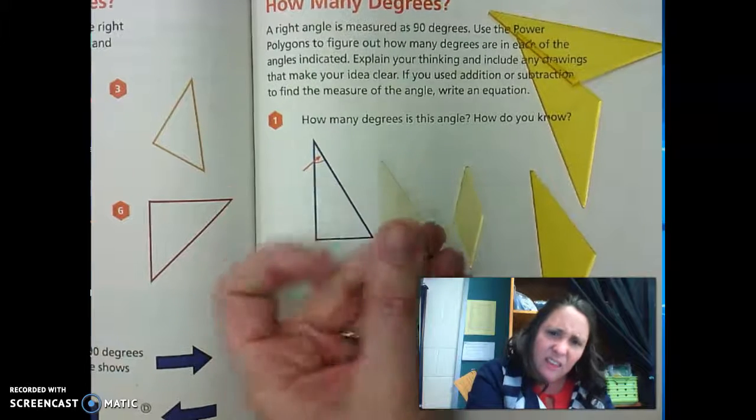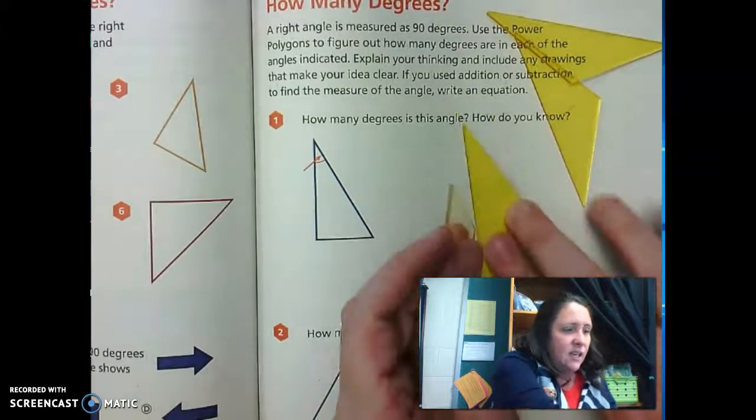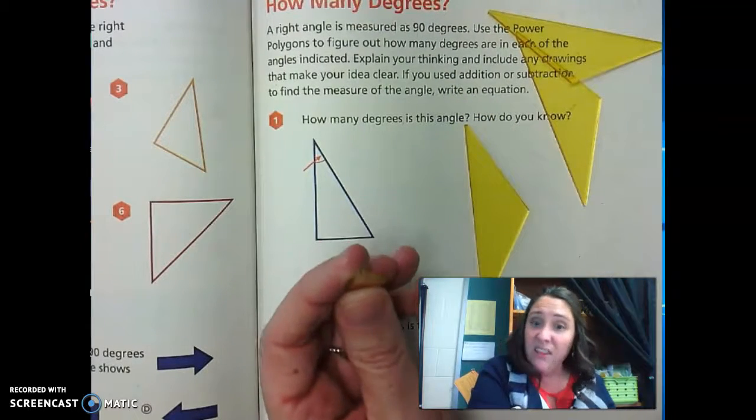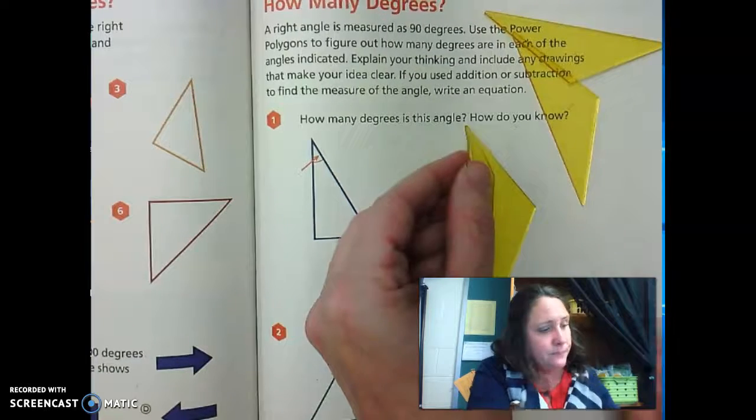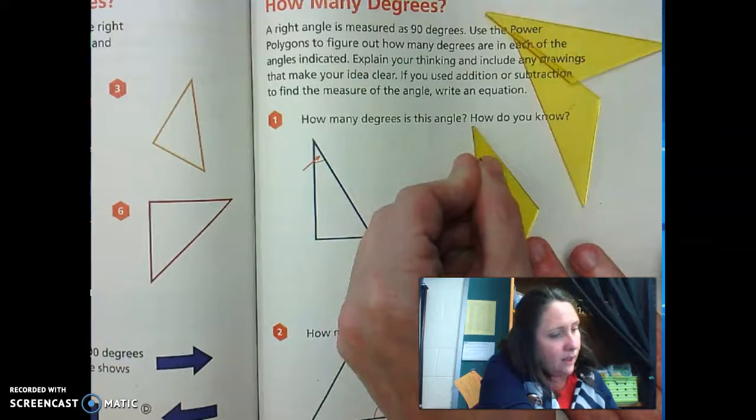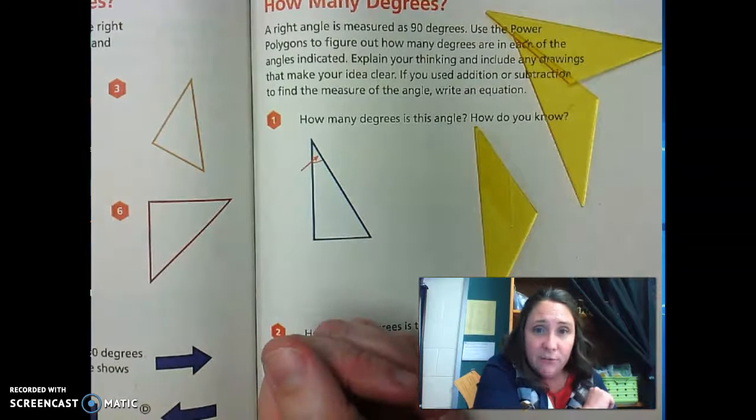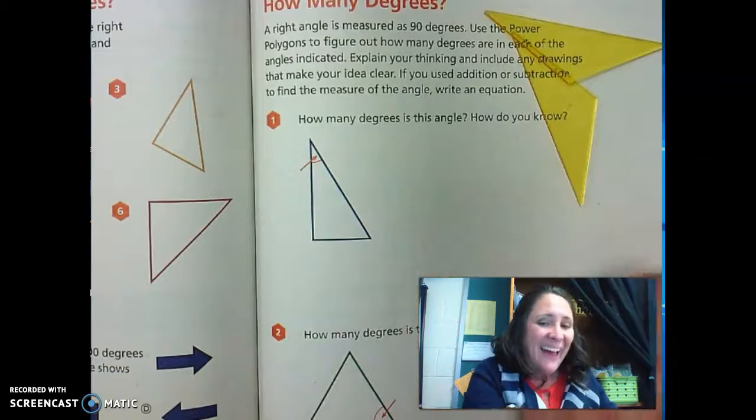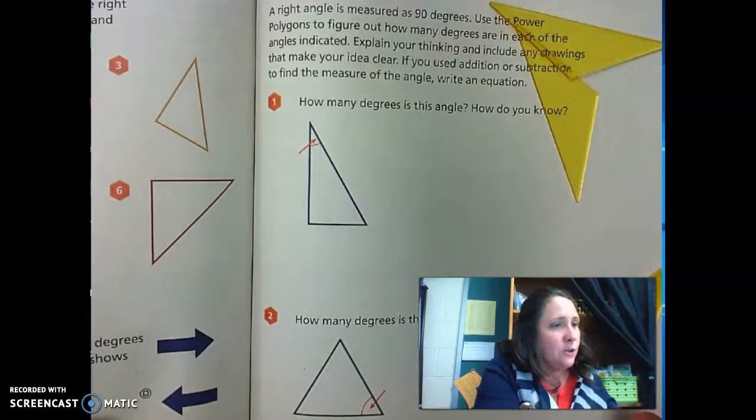Now, if this measures 30 degrees, and we just realized that this polygon, the small angle, measures 30 degrees, those angles should be equal. Let's see. And guys, take a peek. They are. They fit perfectly on top of each other. That's something to remember. All right, let's look down at question number 2.